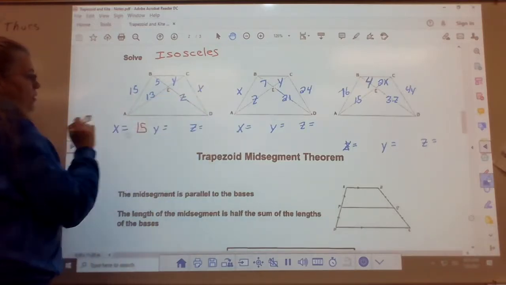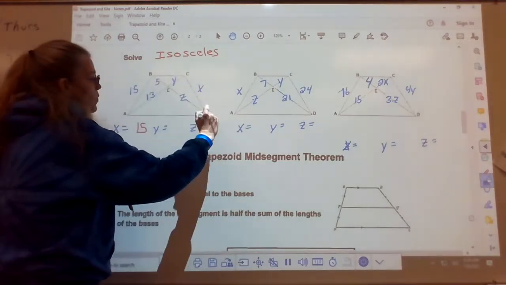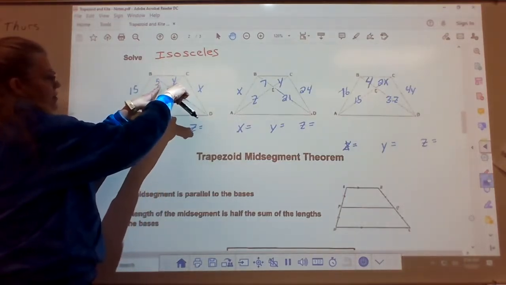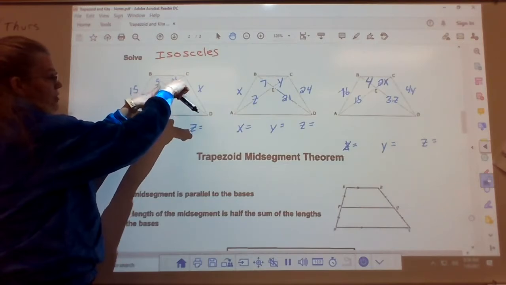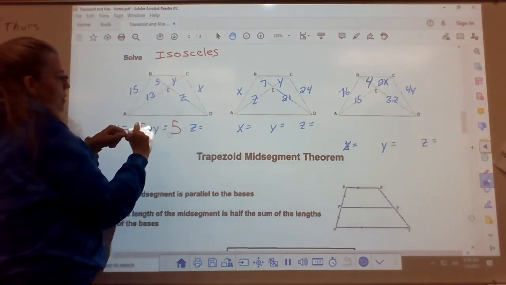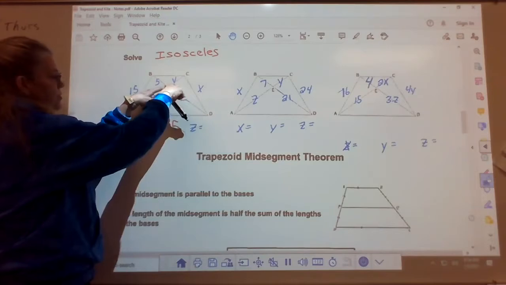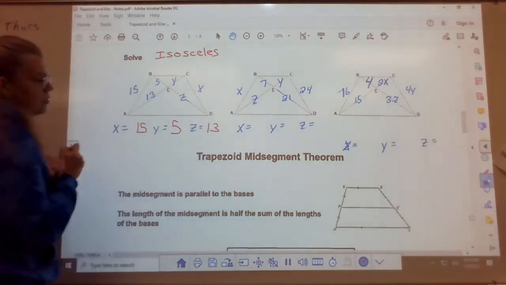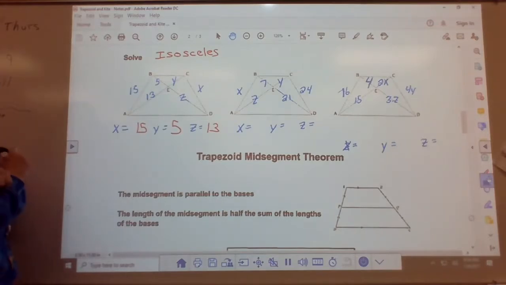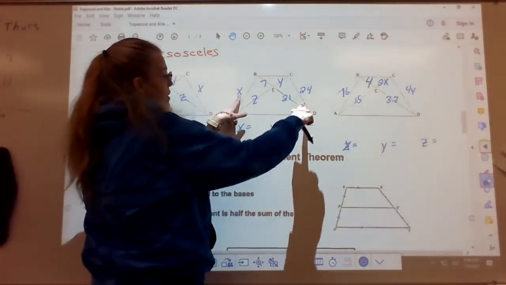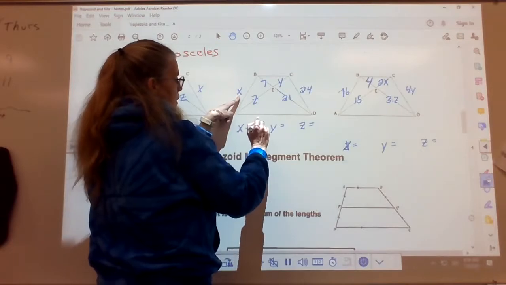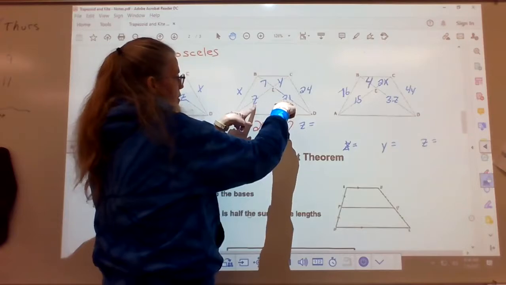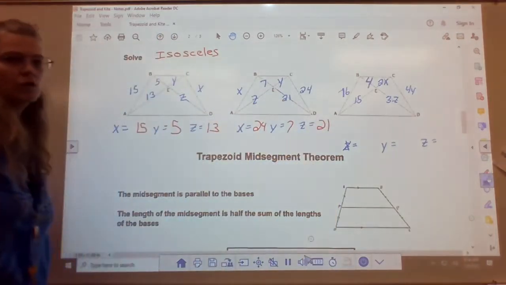So I can put a 15 here. Like I said before, these two diagonals will be the same. These two little guys will match. So this is 5, this is 5. These two bigger segments will also match. So this is 13, this is 13. So those are just copying down what numbers match. So X, 24 match. 7 matches the Y. Z matches the 21. So these go real quick.